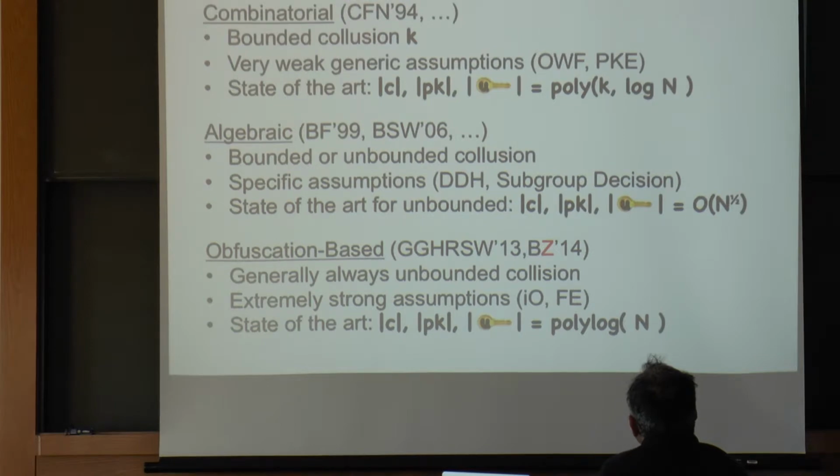The last category are ones based on obfuscation. These are very recent tools that have been developed. They rely on extremely strong assumptions, but we actually get optimal polylogarithmic dependence on the number of users. So no dependence on k? No dependence on k. In the unbounded setting, you basically set k to be n. Unbounded, yeah, that's what you said.